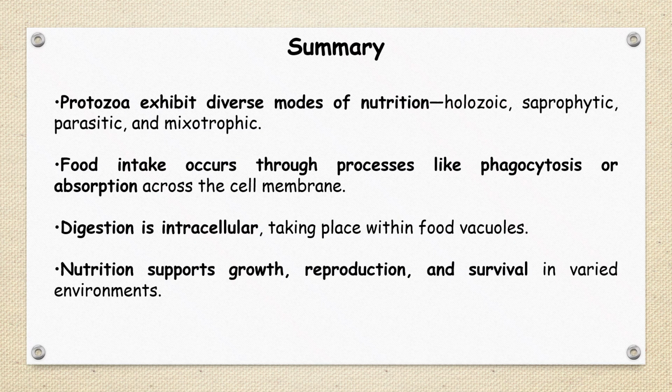So as a whole summary, protozoans exhibit diverse types of mode of nutrition, as we have discussed: holozoic, autotrophic, saprophytic, parasitic, coprozoic, mixotrophic. Food intake occurs through processes like phagocytosis, or with the help of simple absorption. Later, digestion happens, which is intracellular. And why do they take the food? Because it supports their growth and helps in reproduction and their survival.